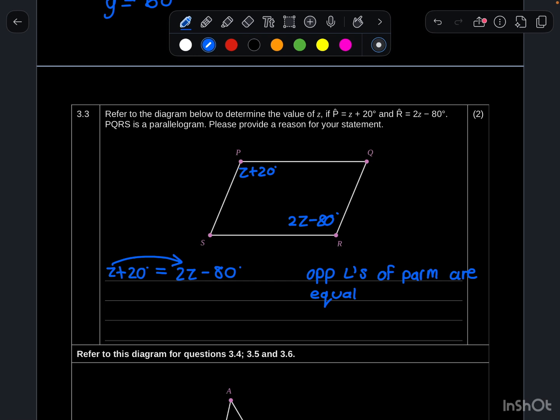So it's going to be 2z minus z, because when we take it across, we change the sign. And we're going to take this minus 80 across. So it's going to be 20 add 80, because when we take it across, we change the sign. So 20 plus 80 is 100. 2z minus z is just z. So z is 100 degrees. And that is our final answer. So you can see that is a thing where you have to know that opposite angles in a parallelogram are equal.